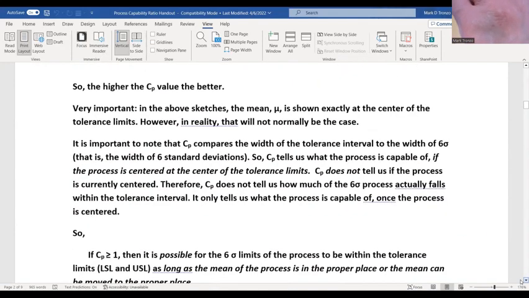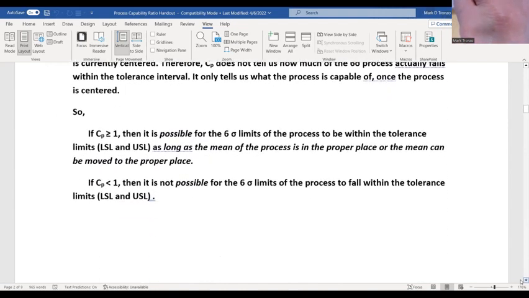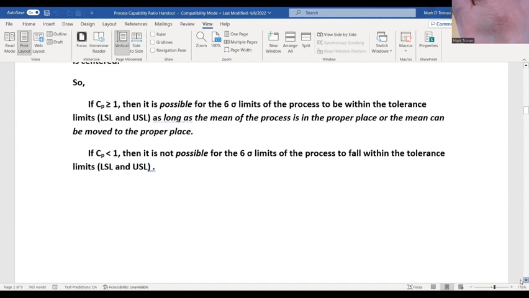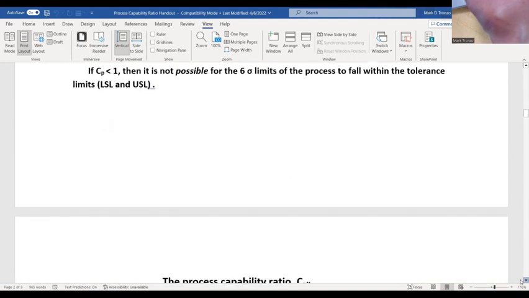Again, the higher the better. But as I mentioned before, the only problem is the CP value doesn't tell you how centered your process is. It only tells you how wide your control limits are. So you need more information than just the CP value. Now, if your CP value is below 1, it's just not possible to adjust your process to get within the control limits. If it's greater than or equal to 1, even if it's misaligned, you can make an adjustment to get it within the specifications.